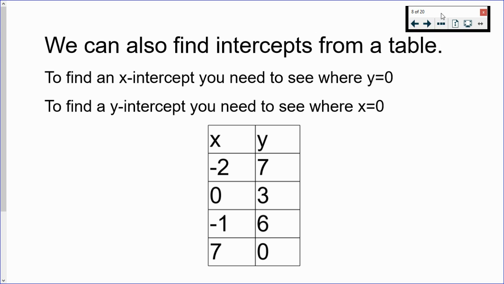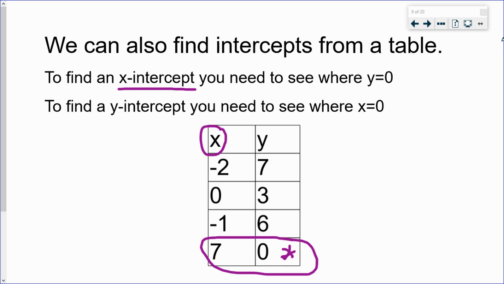We can also find x and y-intercepts from a table. To find an x-intercept, you need to see where y equals 0. So for an x-intercept, we want a number for x. So we're going to look at our y values, see where y equals 0. This will be our x-intercept.